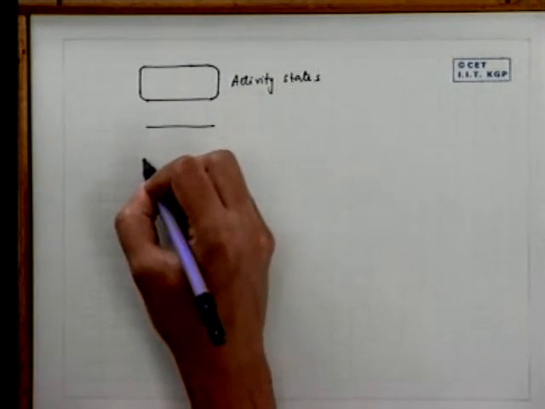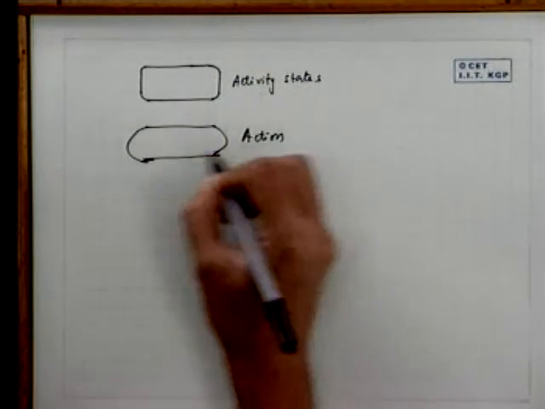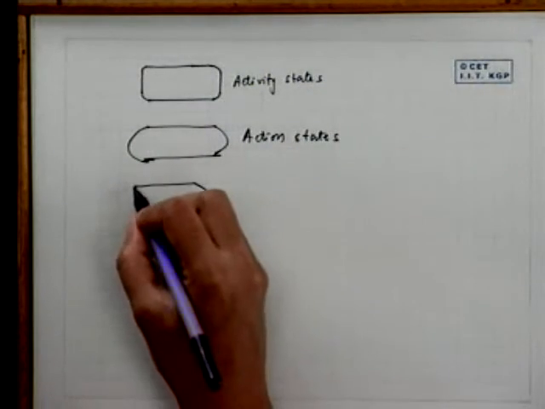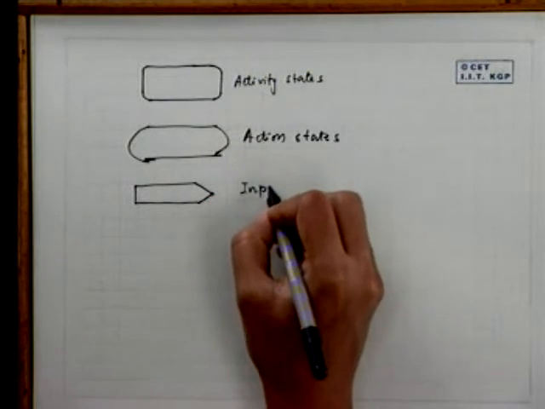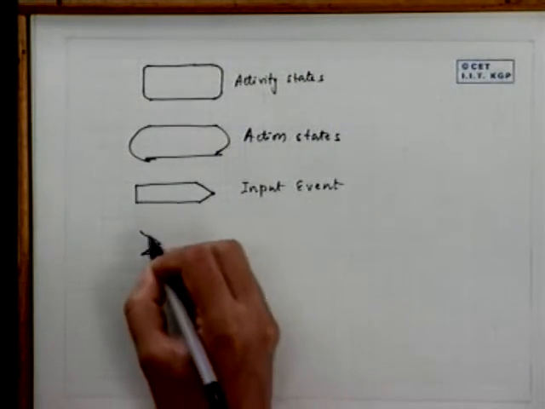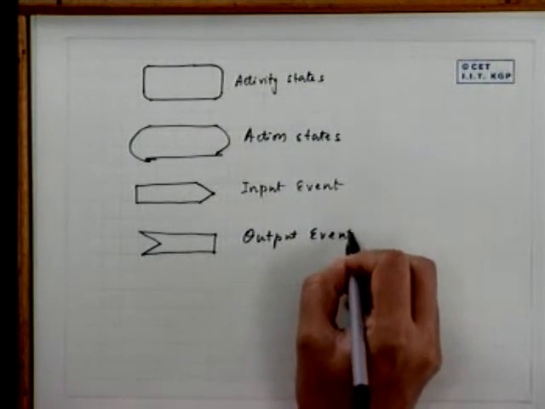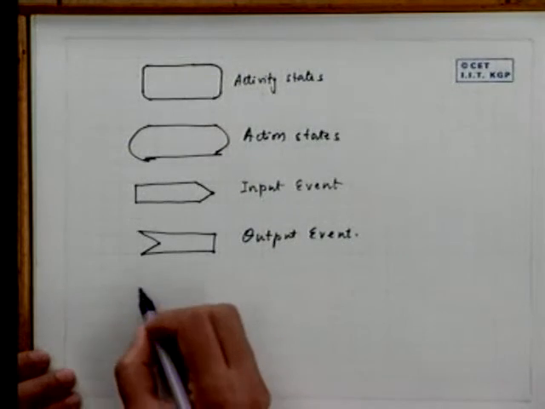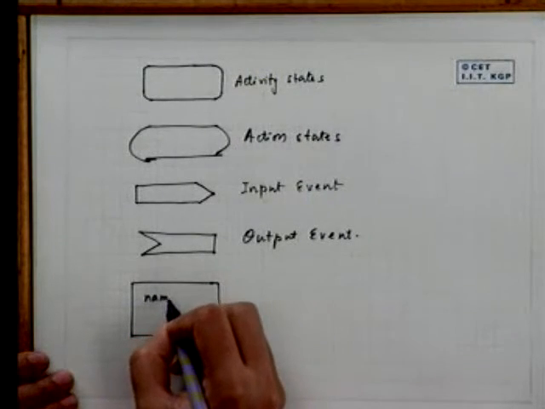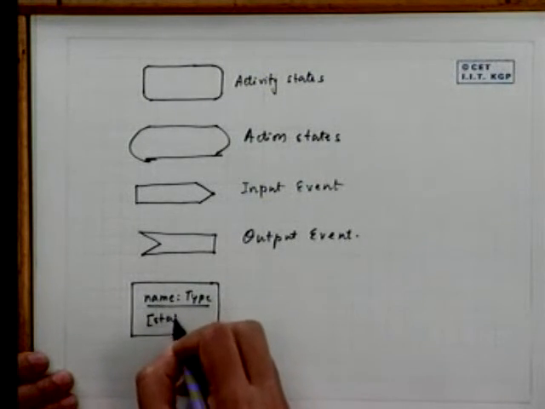And then we have action states, which are represented like this. Then input events are represented by an arrow. Output events are represented by another type of arrow. And then there are some other things, for example, object flow state, which is represented in a rectangular box with name, colon, type of object, and the status of the object underlined.